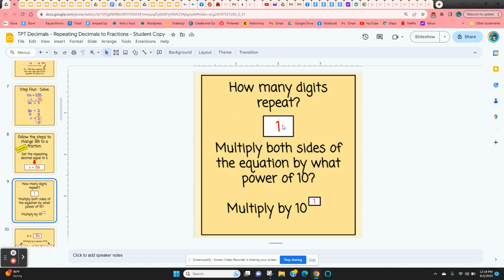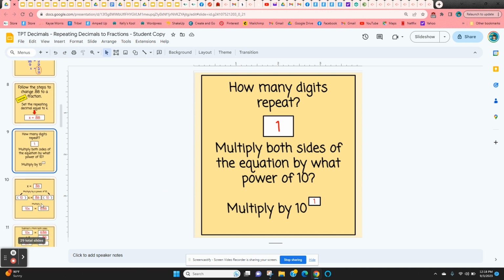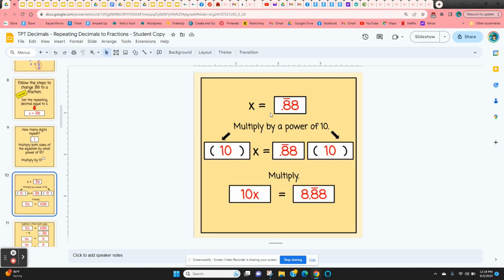And then it's going to ask them how many digits repeat. And they're going to put that same number here as their exponent. They're going to have to fill in all of these boxes. First, just the second half of the equation. Multiply by a power of 10. Well, if this is 10 to the first power, they're just multiplying by 10. If this were 10 to the second power, they would type 100 in here. And 10 to the third power, they would type in 1,000, and so on.